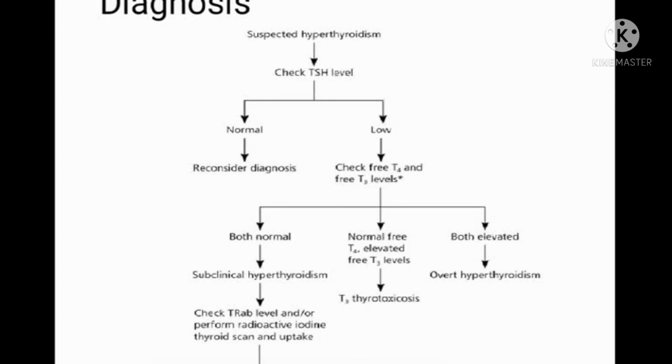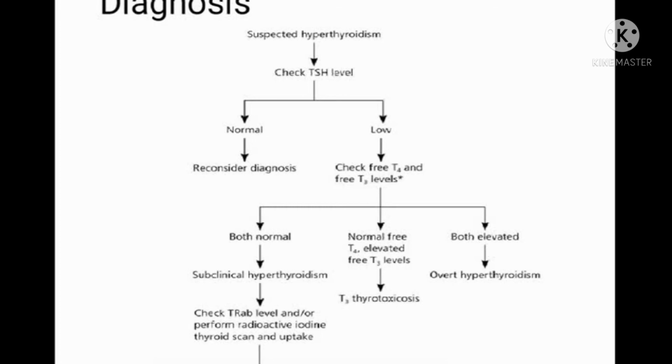If the TSH level is low and T4 is normal, and if T3 is elevated or high, you have to consider early hyperthyroidism or T3 thyrotoxicosis, isolated T3 thyrotoxicosis. But if the TSH level is suppressed or low, and both T3 and T4 levels are normal, you have to consider the diagnosis of subclinical hyperthyroidism.